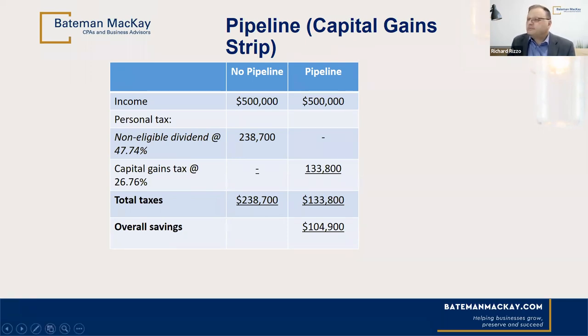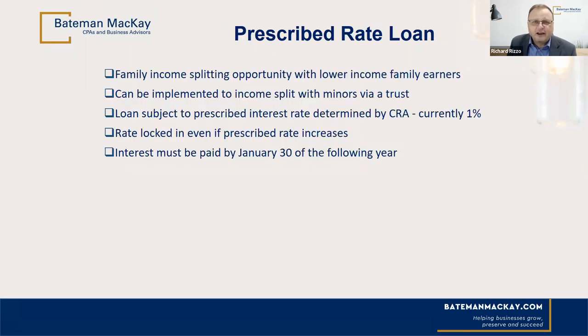Okay. So moving on to the last strategy we have, which is what we call the prescribed rate loan. So again, it's an opportunity for family income splitting with lower income family earners. You can use this strategy to achieve an income split with minors using a family trust. Again, there is an interest rate associated with the loan. So again, that's why it's called a prescribed rate loan.